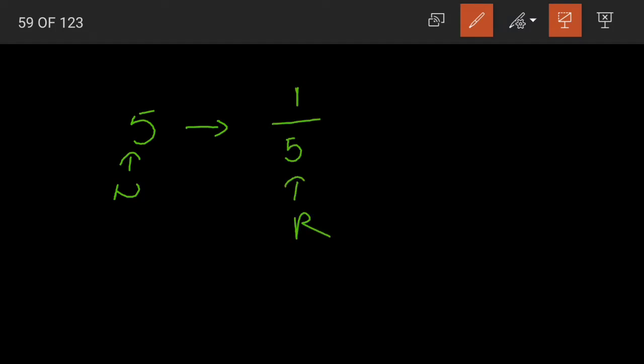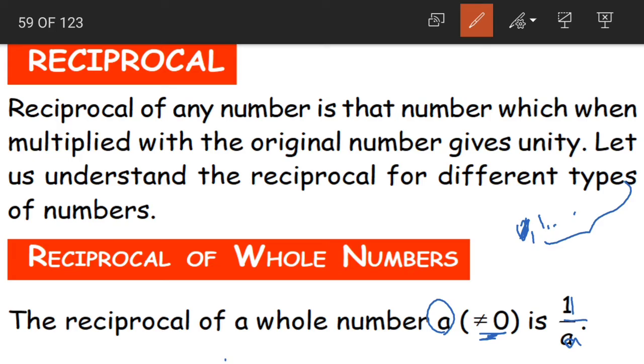Understood, children? 1 divided by 5. Now if I take the number 15, what will its reciprocal be? 1 by 15. And what is the condition that this satisfies? The reciprocal, when multiplied with the original number, gives unity. Now 5 is the original number and 1 by 5 is the reciprocal.